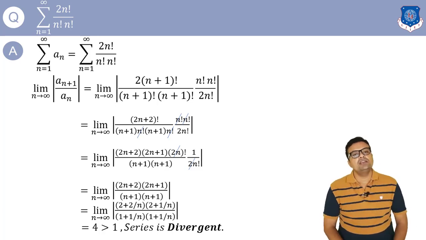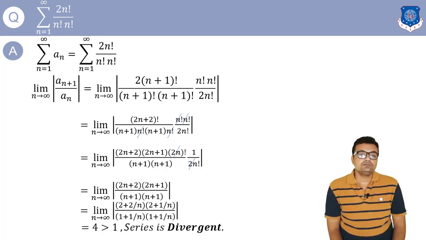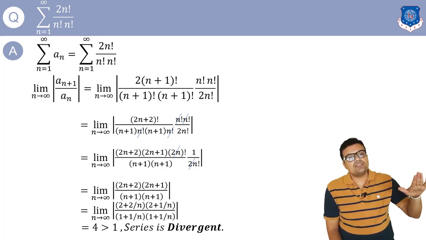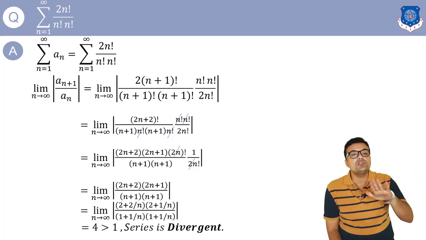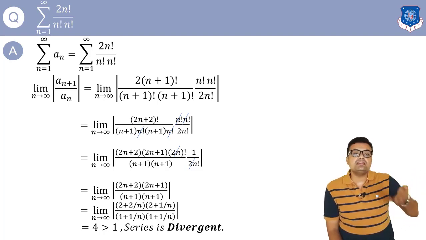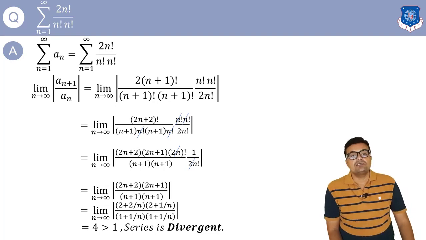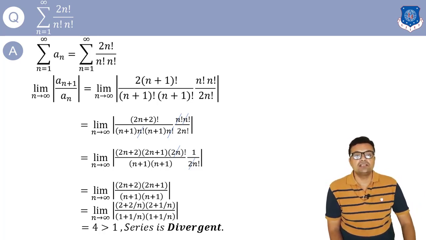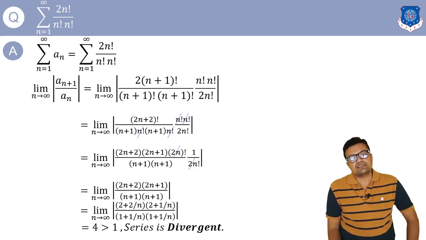Now look carefully how it is divergent. The ratio of an plus 1 upon an is resulting into 4 at n tending to infinity. That means at the infinite stage also an plus 1 is equal to 4 times an. So an plus 1 is 4 times bigger than an at infinity. This simply means that an plus 1 is still increasing even after infinity, and so ultimately it will reach infinity. So this is the beauty of this test.